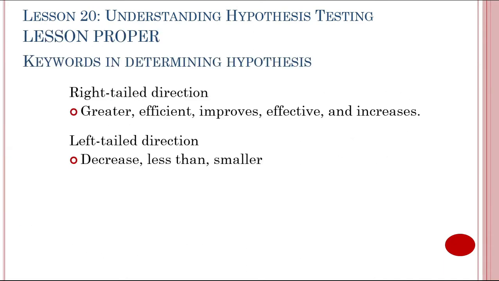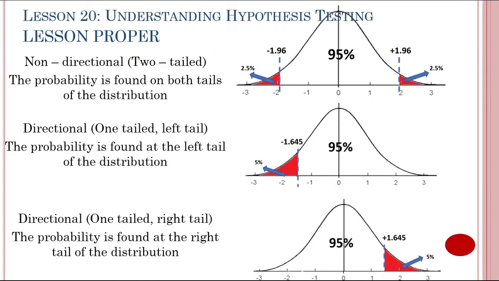So, paano ko malalaman kung directional or left-tailed or right-tailed yung aking hypothesis? So, ito yung mga words na titingnan natin. Kapag right-tailed yung ating direction, makakita kayo ng mga words na greater, efficient, improves, effective, and increases. At marami pang iba, pero ito yung pinaka-common. So, sa left-tailed, we have decrease, less than, or smaller. Kuha ba? Okay, good.